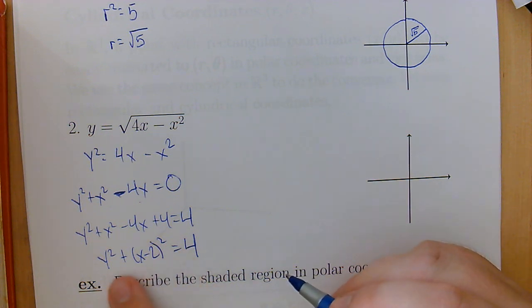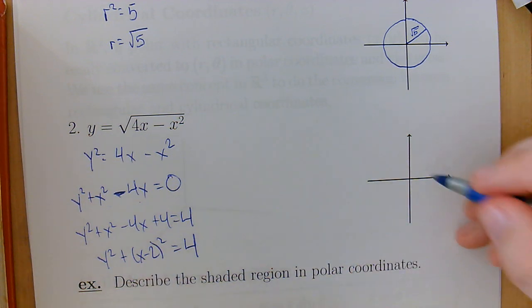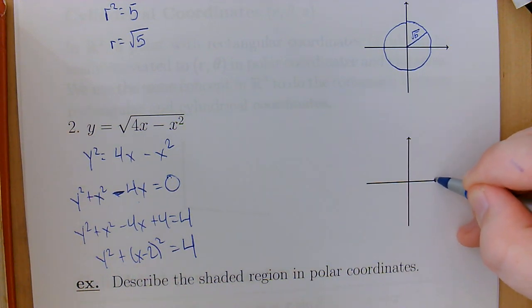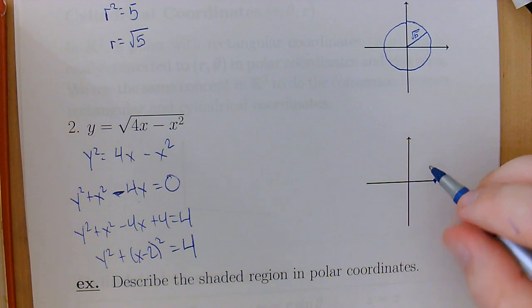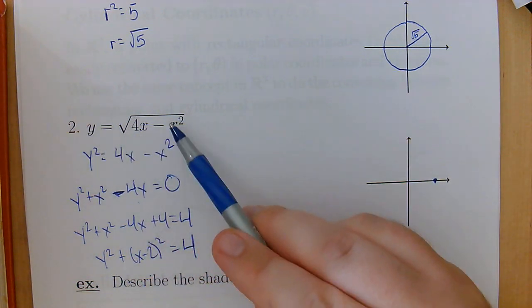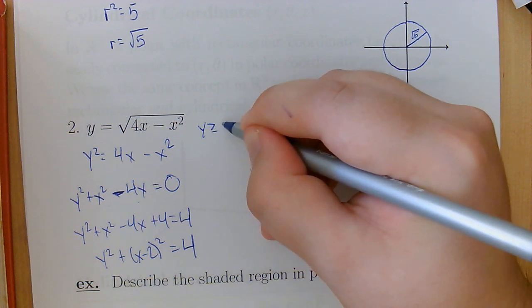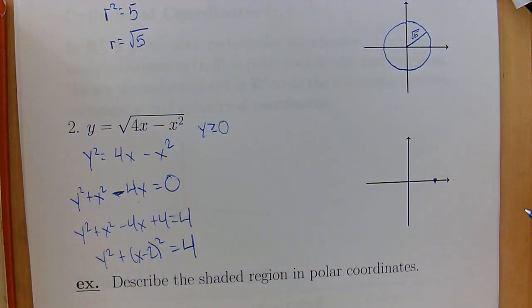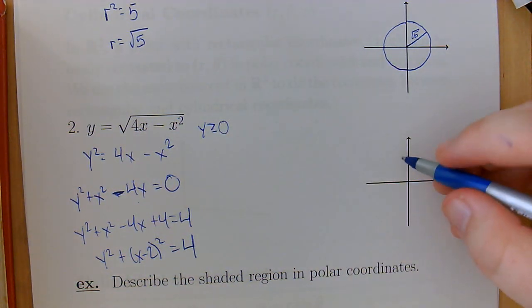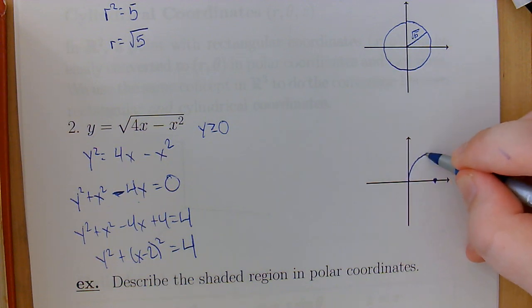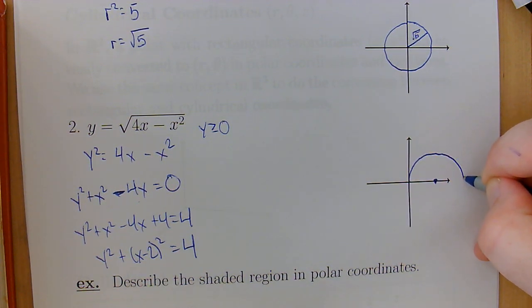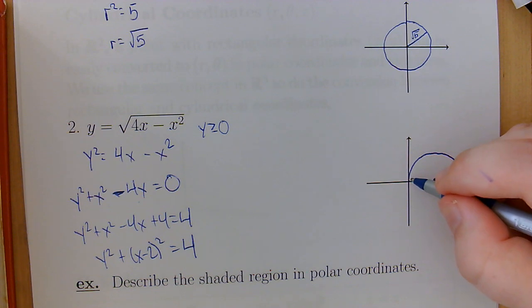Now before, let's see here. Yeah, so this is going to be a circle centered at (2, 0). So let's say that's right here maybe. Now before we draw this, we need to remember that y was the square root of something, right? So that kind of secretly implies that y is going to be greater than or equal to 0. So we're not going to draw the entire circle for this. We're only going to draw a half circle like this.